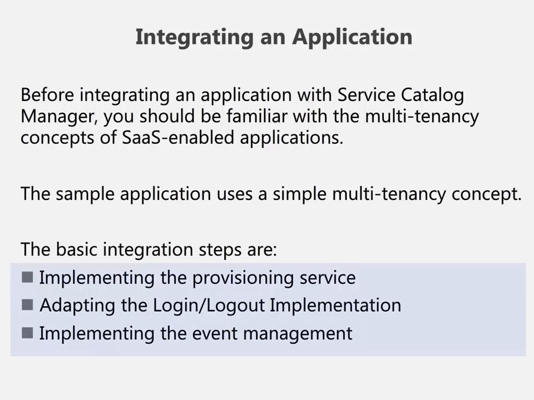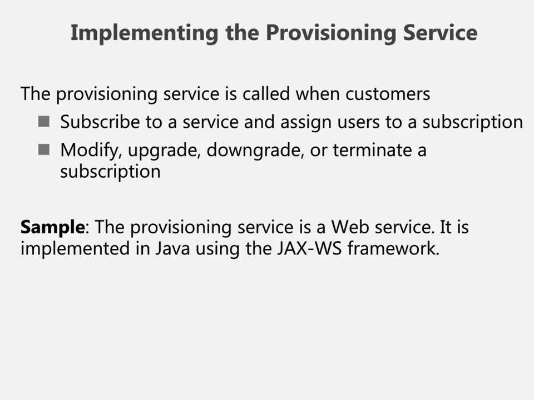To integrate the sample application with the platform, you will implement a provisioning service, adapt the application's log-in-log-out implementation, and implement a simple event management. Each application which is to be integrated with Service Catalog Manager must provide a provisioning service, with a predefined set of operations. By this provisioning service, Service Catalog Manager triggers the application to carry out the necessary actions for subscriptions.